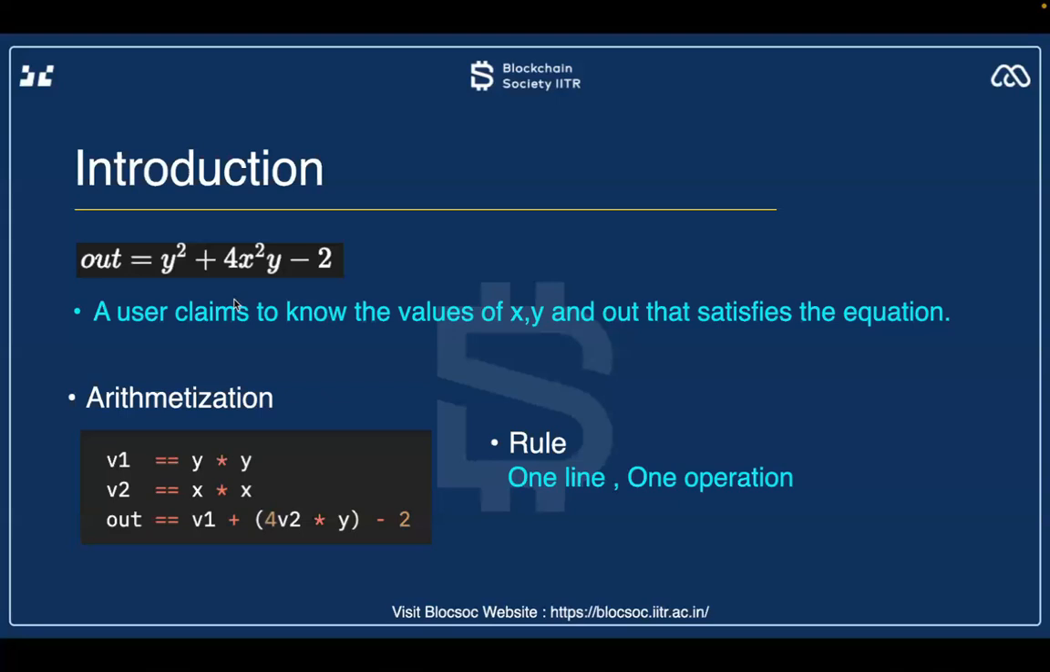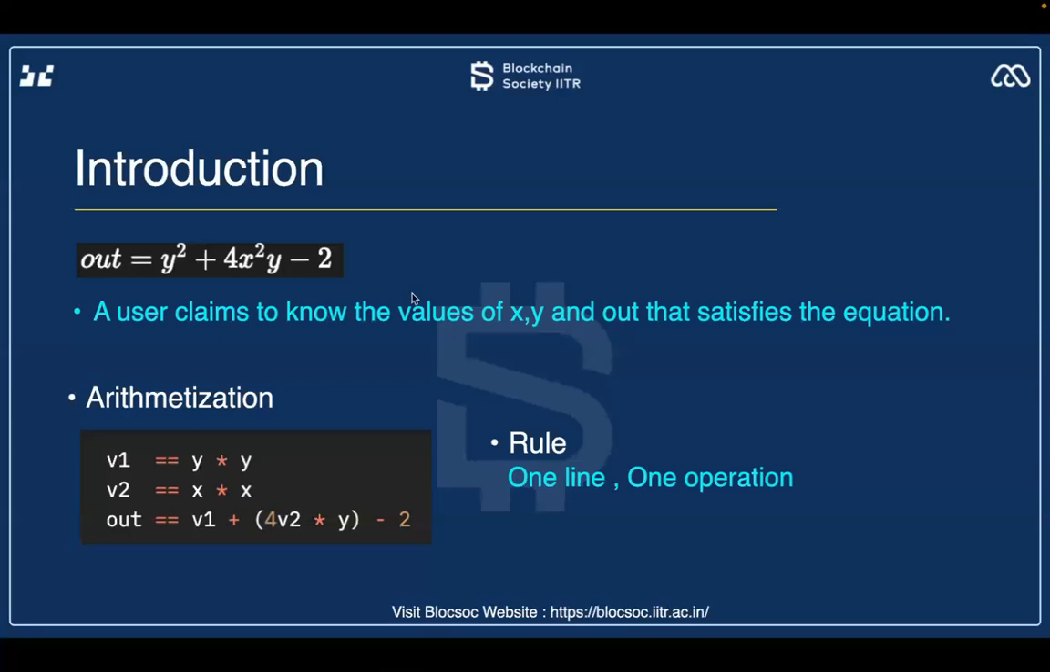Okay, so this is my equation, and I have broken it down into three constraints. In order to do this, I have introduced two intermediate variables v1 and v2, and this is exactly the same equation as above.